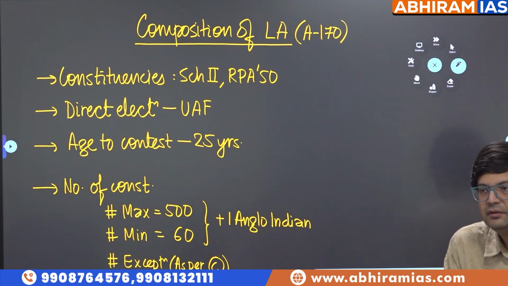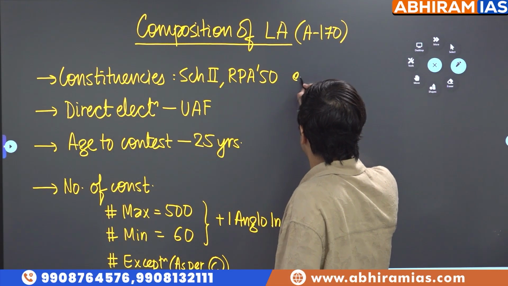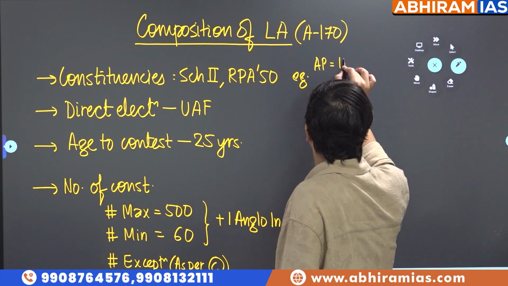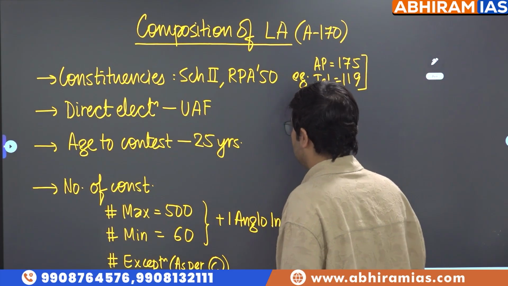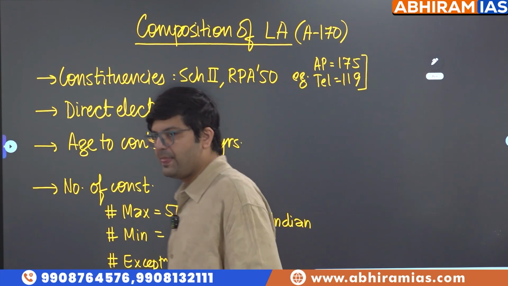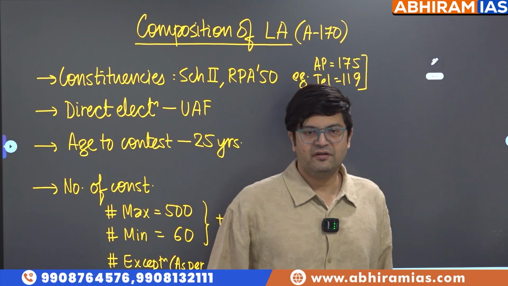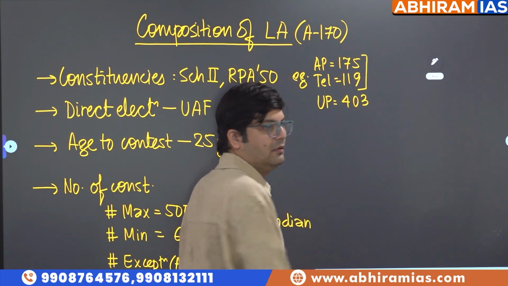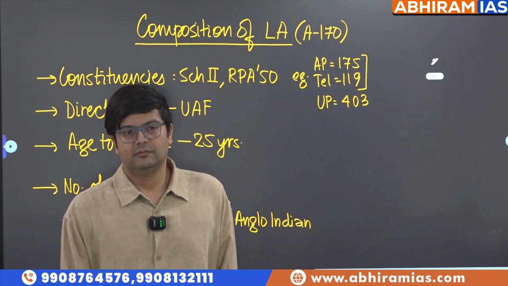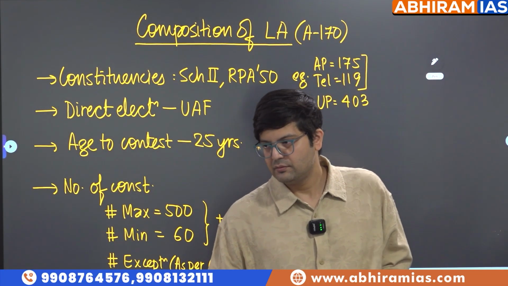How many MLAs are there in your state, Telangana? 119. Andhra Pradesh? 175. In case you don't know, you should know at least this. So here itself you can write example. For your state, write 175. For Telangana, 119. Okay. UP has the highest. Just to clarify. How many are there in UP? Any idea? 403. You will have elections in West Bengal. West Bengal has 294.